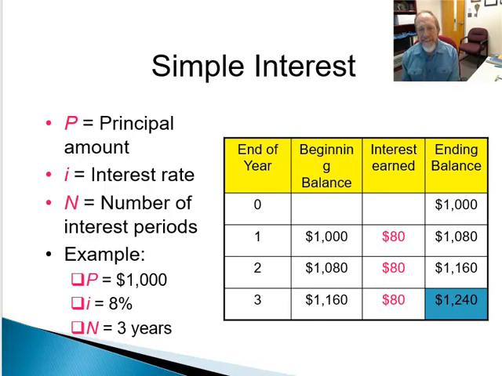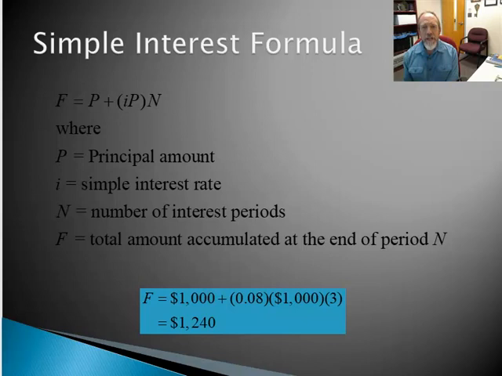But guess what? You don't use that very often. You're going to use the concept of compound interest. So the simple interest formula is really just you start with a certain amount, you multiply it times the number of periods and the interest rate, and you add them all together.